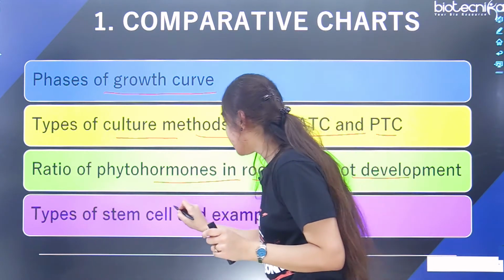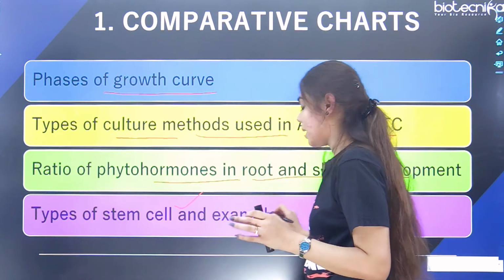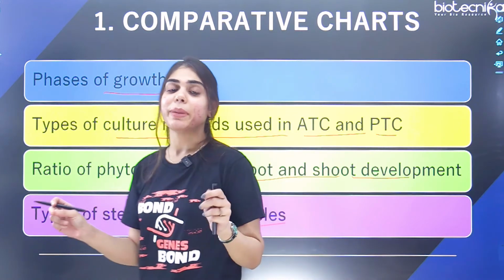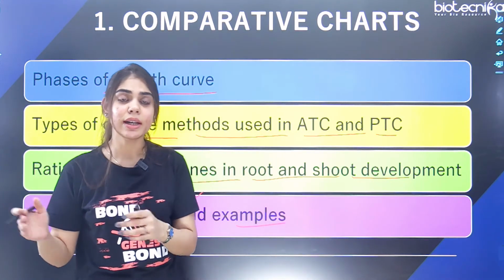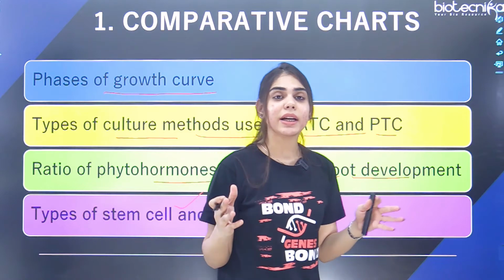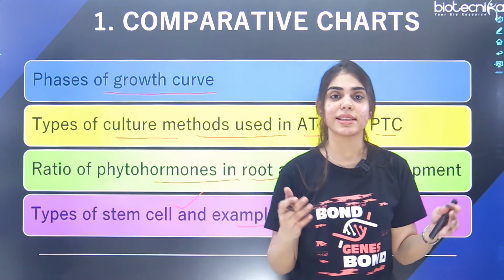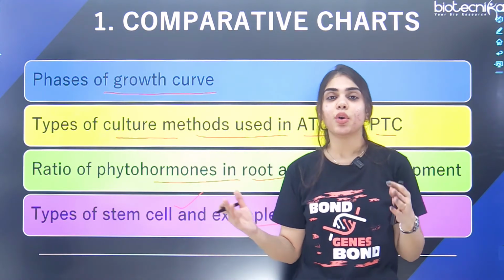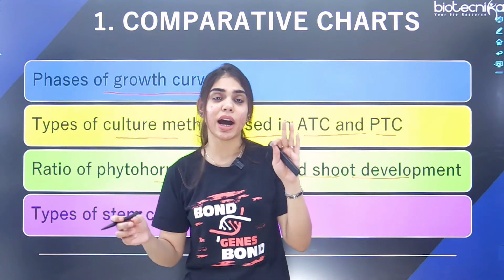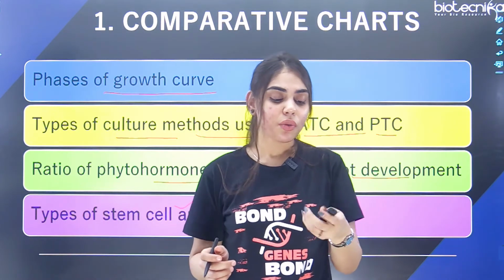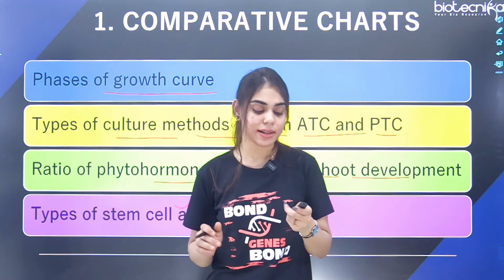And the 4th is types of stem cells and their examples. Again, you can just prepare a comparative chart for different kinds of stem cells and the examples. A direct question can be asked, what is the example of a pluripotent stem cell? And over there you will find 4 options where you have to select the suitable option for the type of stem cell that is being asked in the exam.